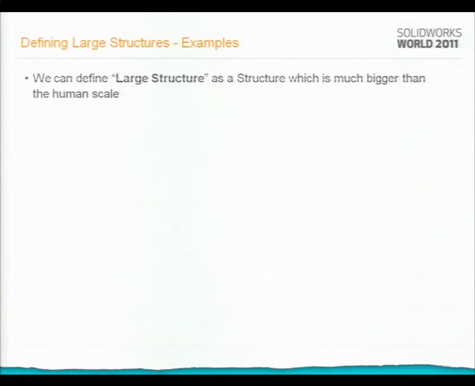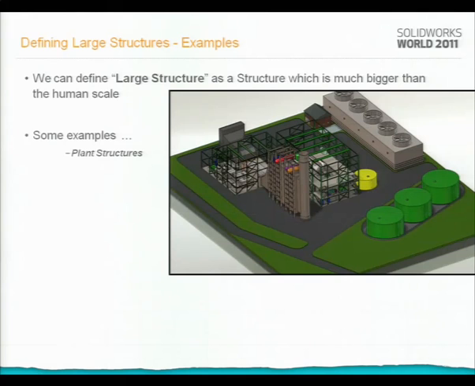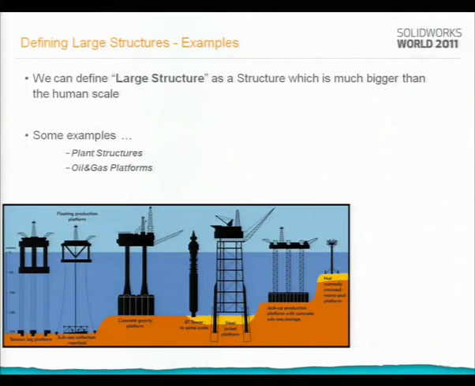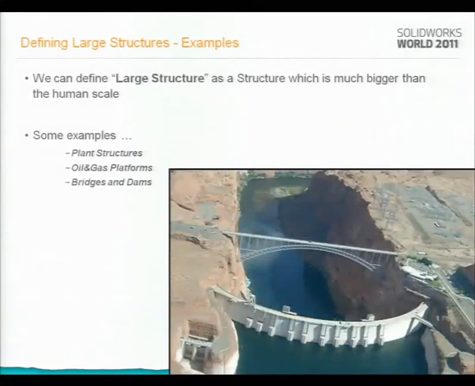So, define large structure. We can define large structure as a structure which is much bigger than the human scale, right? This is to be sure what a large structure is. Some examples: we can have a plant structure. This is very common to use weldment. Also, another example, oil and gas platforms. In this case, we have weldment, but also we have concrete structure, we have piping, we have connection. And of course, bridges and dams. Here we have different materials, right? Like steel, concrete, rubber maybe.